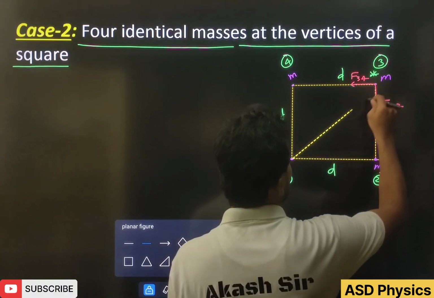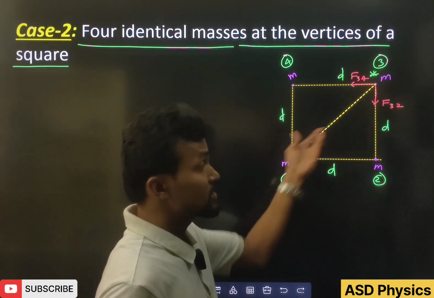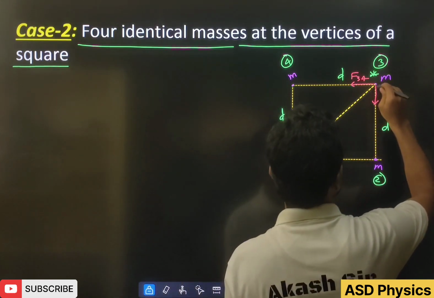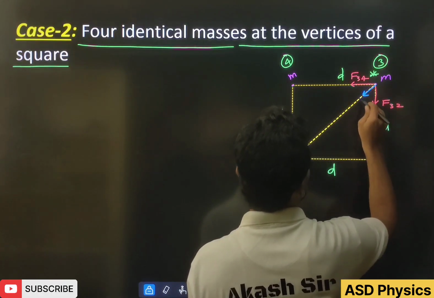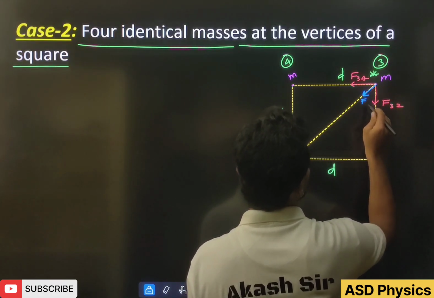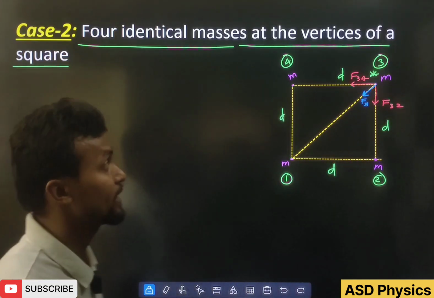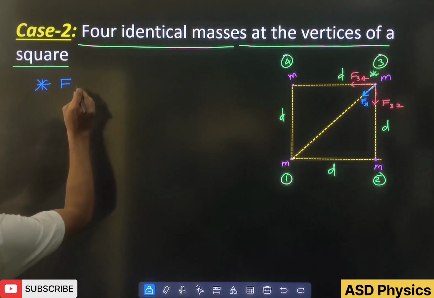For that, see here, I have taken this line, because we have to draw the forces along the line, because gravitational force is the centripetal force. This force I can write here with a somewhat small arrow. Later you will understand very well what I am drawing here. So it will be here, just think and tell, F31.